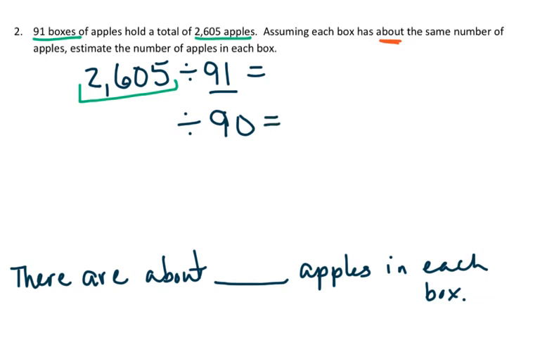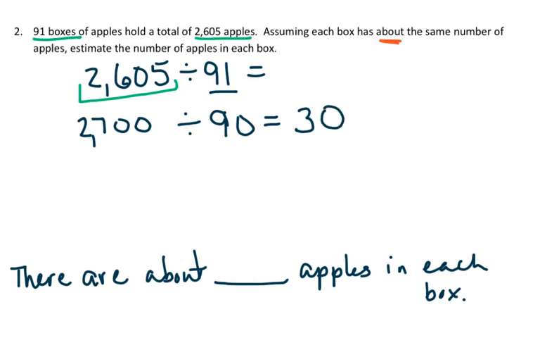So knowing my facts, I know that 9 goes evenly into 27. So I'm rounding 2,605 to 2,700. Some students might want to go right to 3,000, but this is, again, knowing your facts and to round this to 2,700. So I know that 9 goes into 27 evenly. So my answer is 30.